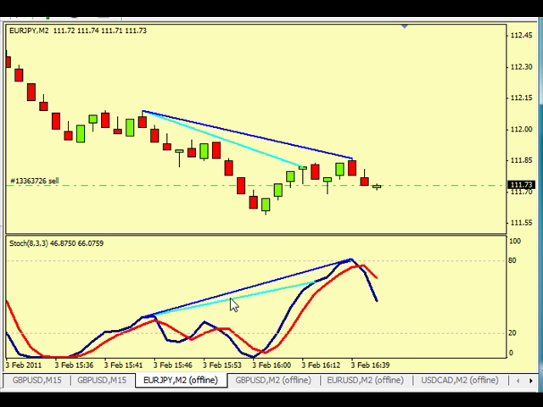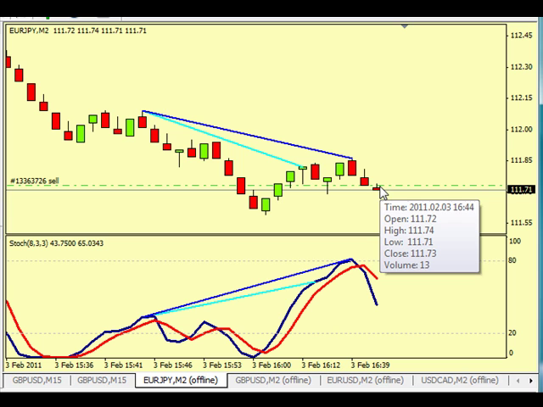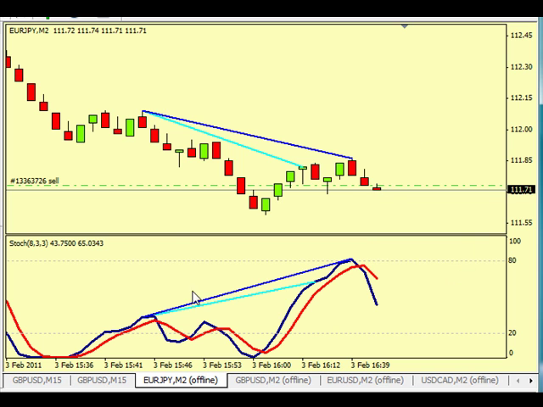So the light blue was what I was anticipating. It never happened. A few more candles printed, and then the dark blue still gave me hidden divergence. So I got in on the cross. I just got in on this candle here. So sometimes that'll happen, and of course, where's my line here?